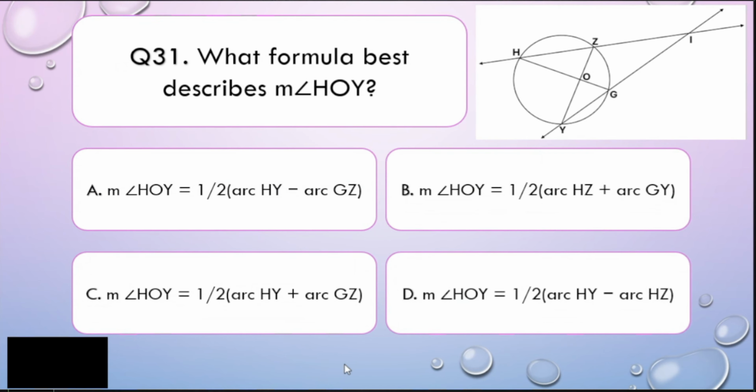Question number 31. What formula best describes the measurement of angle HOY? Alright, this one. So, an angle inside the circle. A, angle HOY is equal to 1/2 the arc HY minus arc GZ. B, the measurement of angle HOY is equal to 1/2 the sum of the arc HZ and GY. Or C, the measurement of the angle HOY is equal to 1/2 the sum of arc HY and GZ. Or letter D, the measurement of angle HOY is equal to 1/2 the difference of HY and HZ. I'll give you 5 seconds to think about your answer.